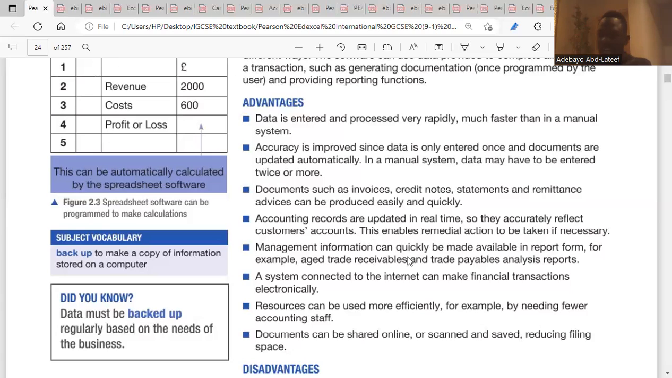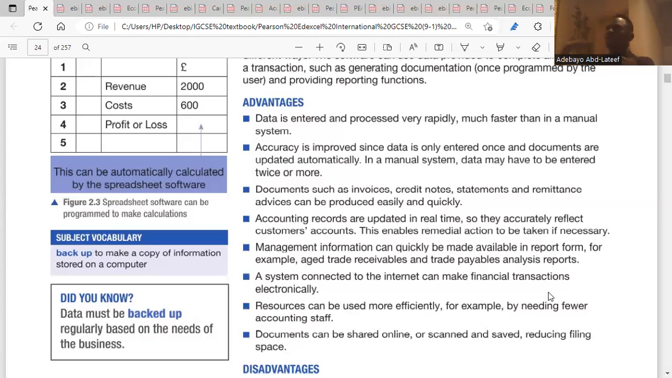The fifth one, management information can quickly be made available in the form of reports. So now that everything is updated, I can easily put them together and send it to my manager. Or managers can also check through their own files to know what has been done in terms of sales, logistics, whatever it is. Because it's a system that is working automatically. I can see it, you can see it, everybody can have access to it, as much as they are working for the organization. So management can also get their reports from that information.